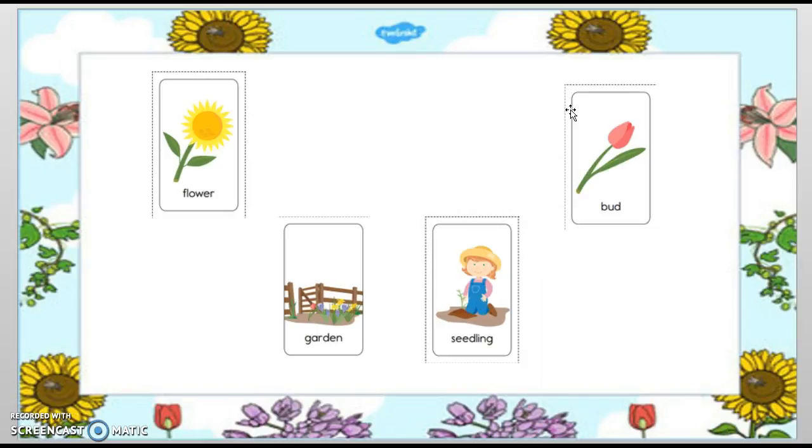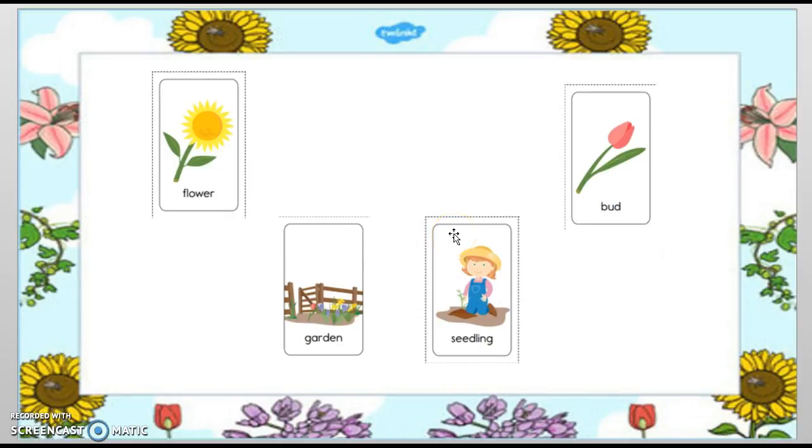So that relates to flowers. And also a garden, because you can grow flowers or fruits and vegetables in a garden. And a garden is a piece of land where flowers, fruits, and vegetables are grown. So you may have selected that card as well.